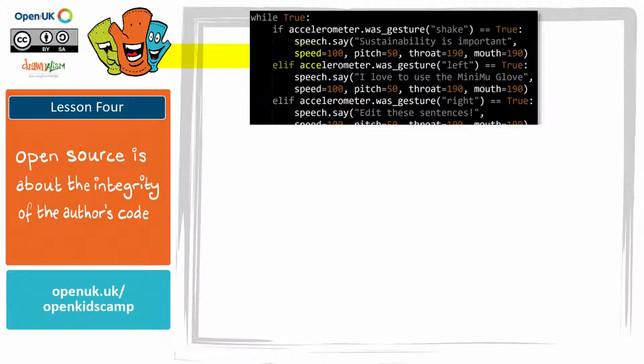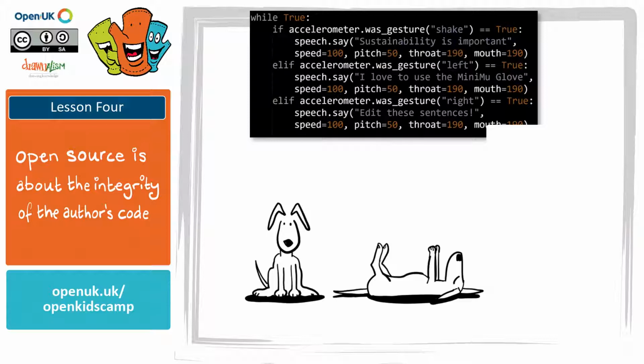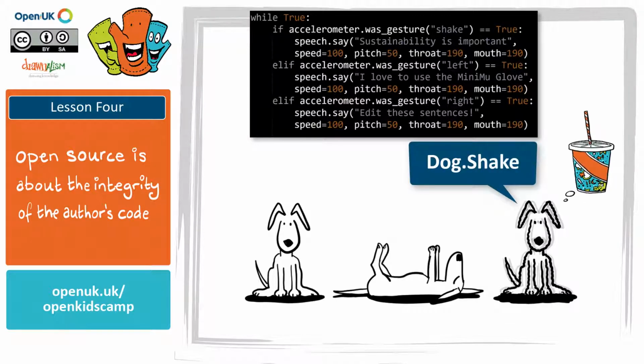Do you remember last time we used the expression accelerometer.wasGesture? Let's think a little about what that means. Say we have a dog and our dog knows 3 tricks. Sit, lie down and shake. Say we then want to tell our dog to shake, we can use the expression dog shake. Now, looking at our code, instead of dog, we've got accelerometer.